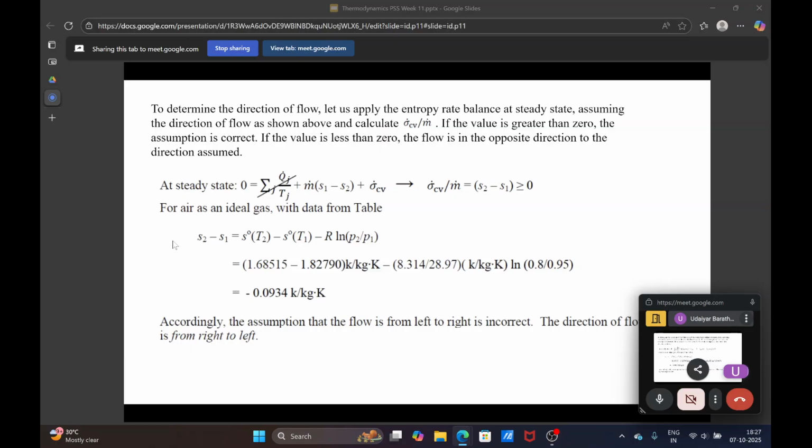So finding out the entropy generated, s2 minus s1 from the ideal gas equation, the same as we did in the previous case: s0 T2 minus s0 T1 minus R ln P2 by P1. Substituting the values again here, we get s2 minus s1 to be minus 0.0934 kilojoule per kg Kelvin. So this turns out to be negative. So the assumption which we made of the flow happening from state 1 to 2 is false, or the actual flow is the other way around. It's from the 0.8 bar state to the 0.95 bar state.